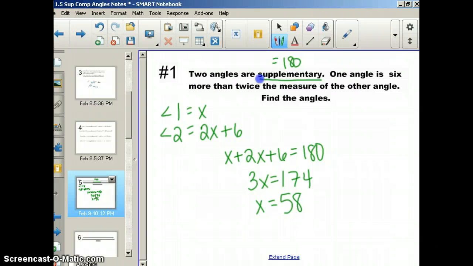From there, we want to find both of the angles. So the one angle is 58 degrees, and when you plug that in, the other angle is 122 degrees. Make sure you check: do they add up to 180? They do.